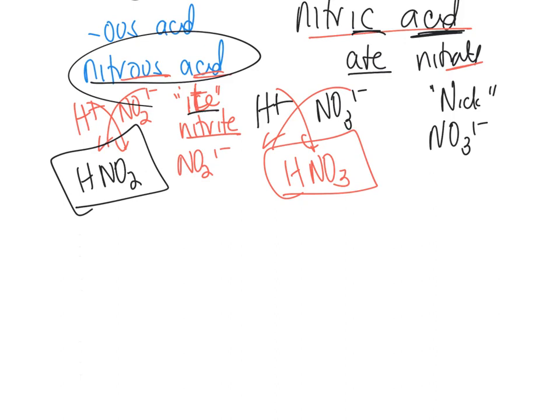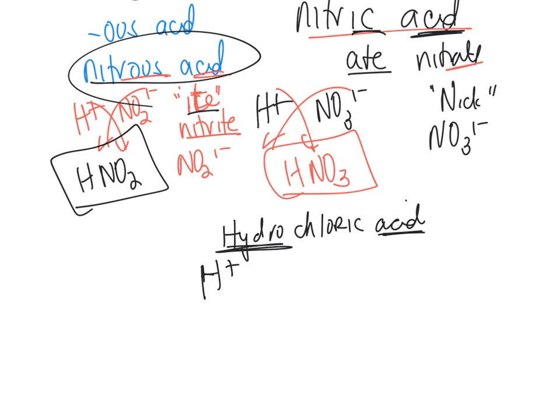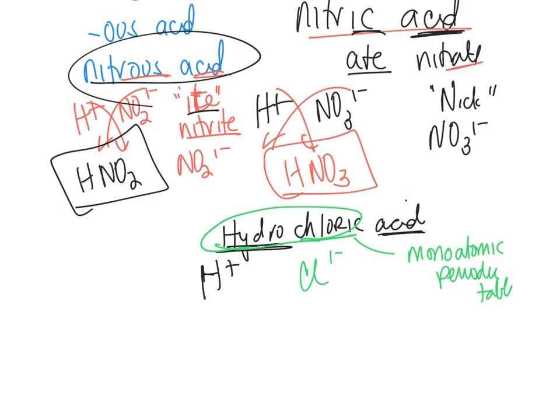polyatomics. Now, what about hydrochloric acid? You've probably heard of this before. Okay, anytime you have hydro, you have an acid, right? H plus, it's acid. But whenever you have the word hydro in front of it, this is monoatomic. This came from the periodic table. So that means you just pick chloride. It came from the ides. Okay, and then you do that, and you get hydrochloric is HCl.